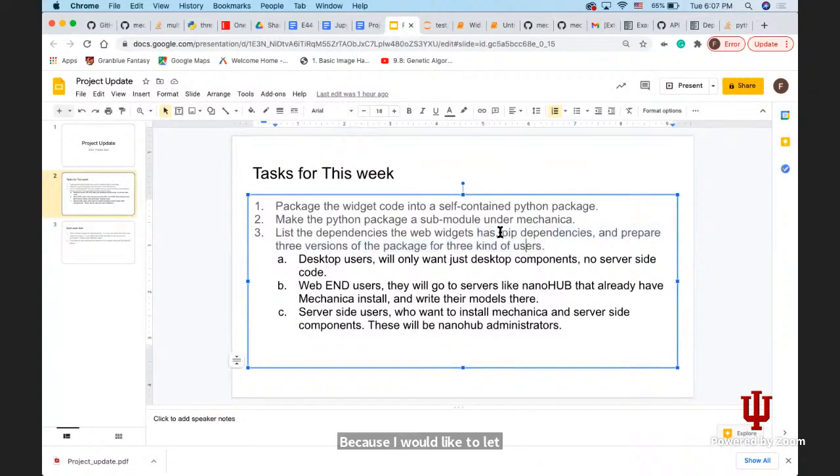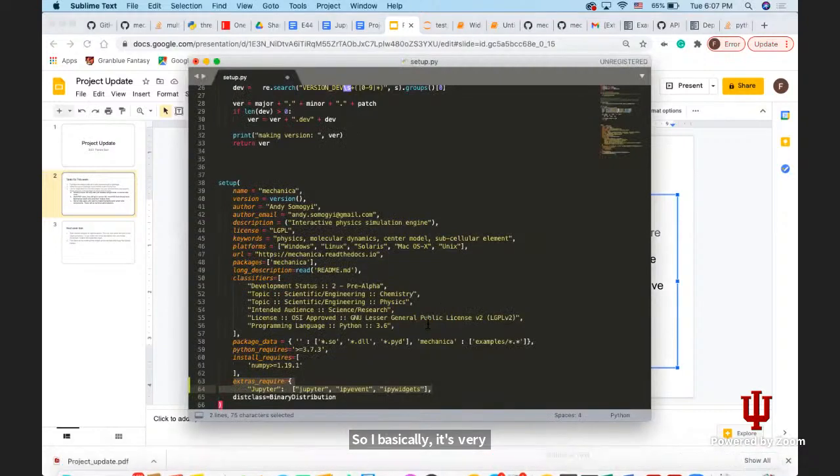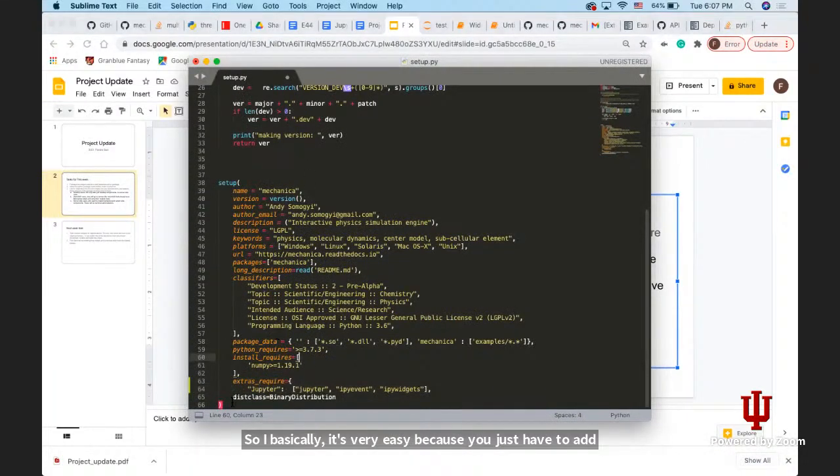And for the third task, because I would like to let different users do different pip install dependencies, it's very easy because you just have to add an extra require in the setup file. So when the user tries to pip install Mechanica, they can call an extra argument which says you have to install the Jupyter, and it will capture all the Jupyter for them.